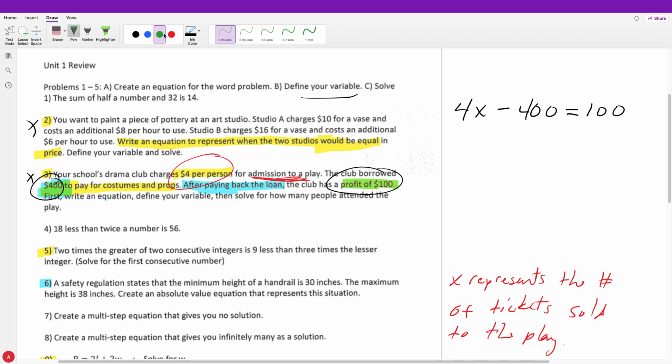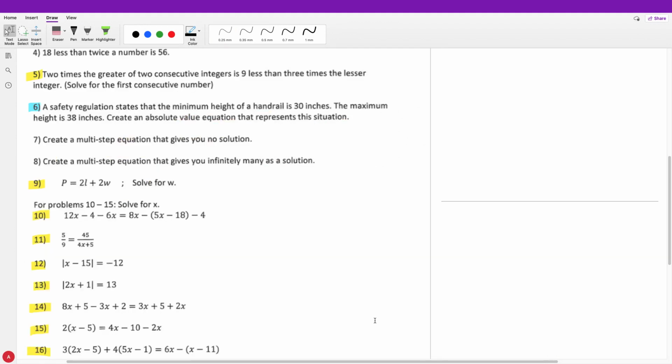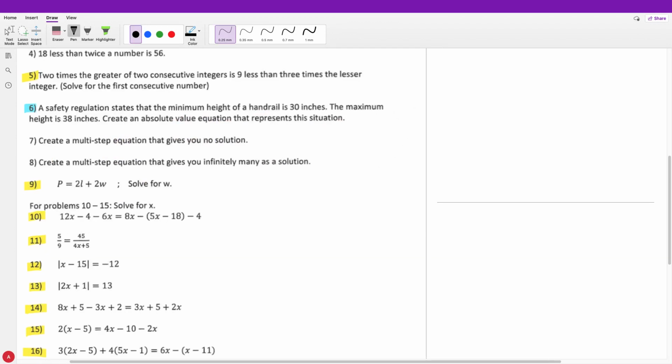So then for part C, if we want to solve, we need to start isolating our variable. So there's nothing that we can simplify from each side. So we get 4x is then equal to 500. And then to solve, we need to divide each side by 4 to isolate that variable. X is then equal to 125. So that means that they sold 125 tickets.